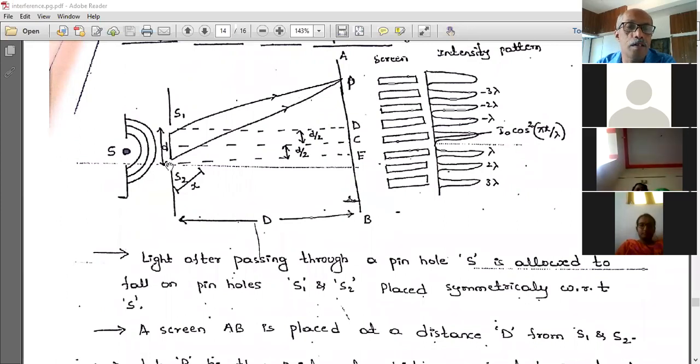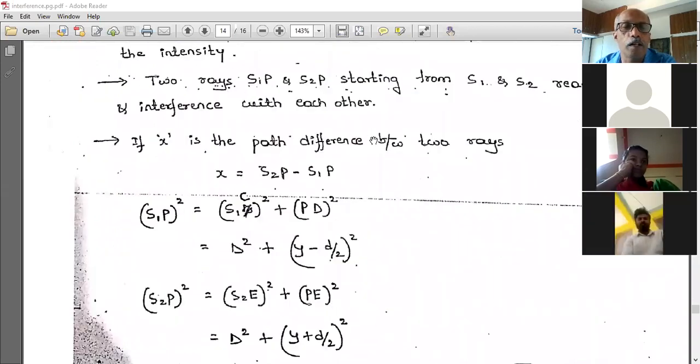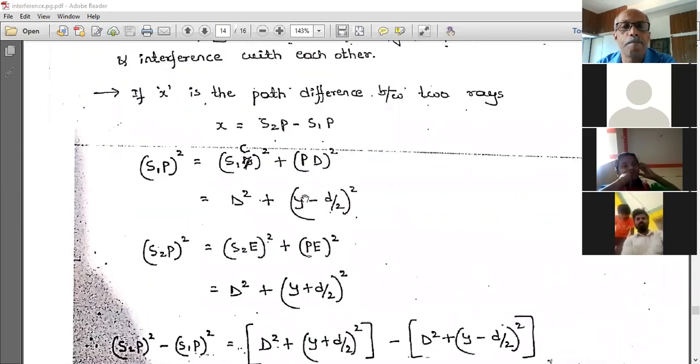The extra distance traveled by the light from S2 to reach point P is called the path difference, and that path difference is taken as equal to x. x is equal to S2P minus S1P. S2P is larger, as appears from the figure, when compared to S1P, and that extra distance is taken as the path difference x.